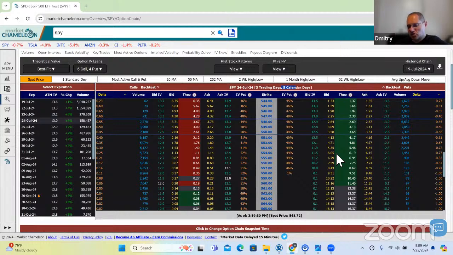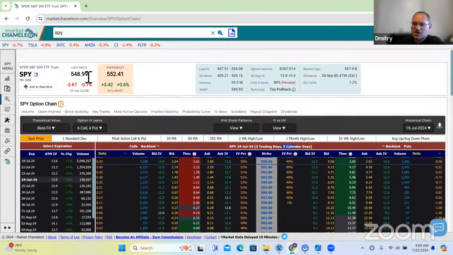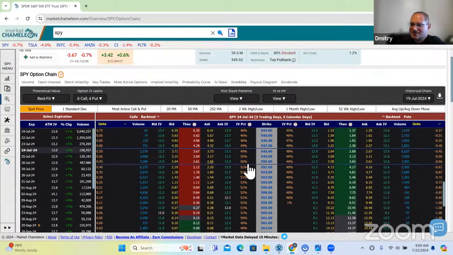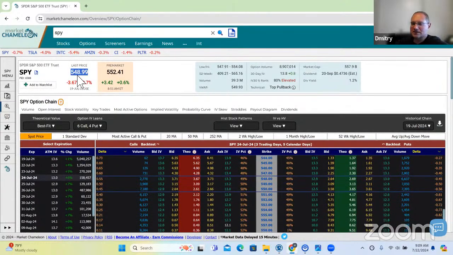So when we talk about a straddle, the long straddle is an option strategy where you're buying a call option and a put option that are at the money. At the money is basically trying to say, where is the spot price of the stock, and then looking for the strike price that matches that and buying the straddle. So here you can't find exactly 548.99, but the closest one, which is pretty close, is the 549 strike.